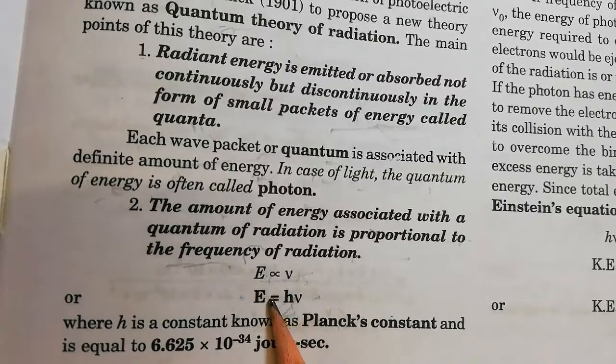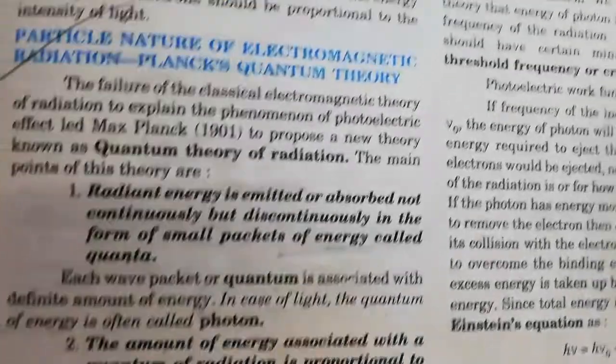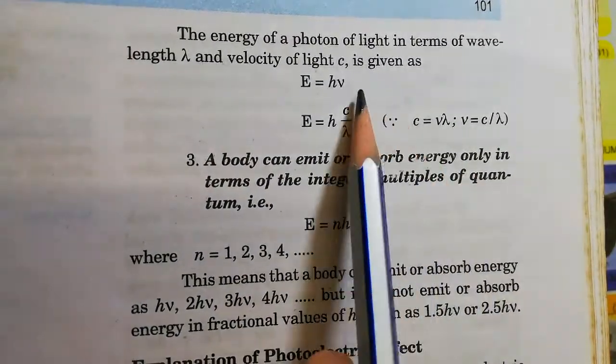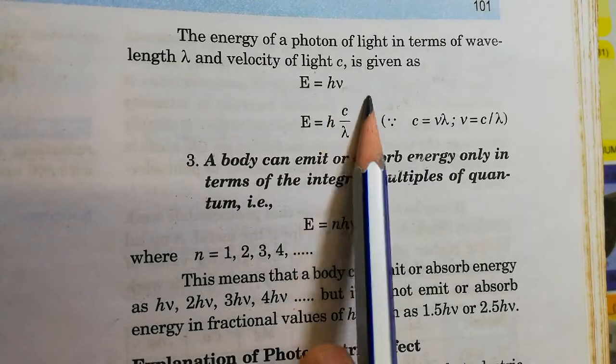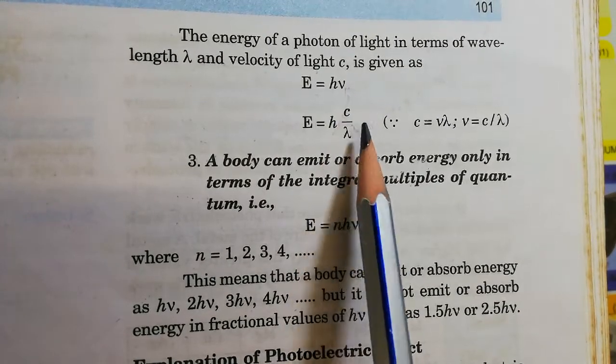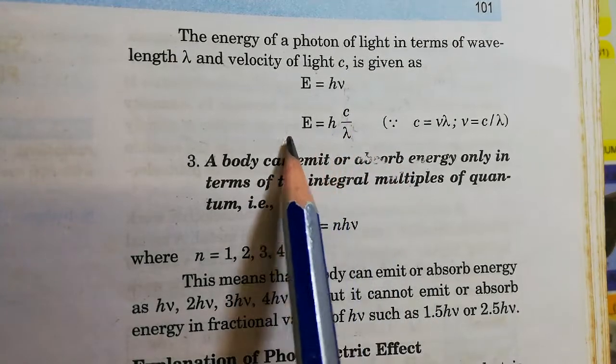And that equation can be modified like this. Look here. We have studied already in this video that in the place of nu you can write c by lambda. So another form of the equation has been derived.